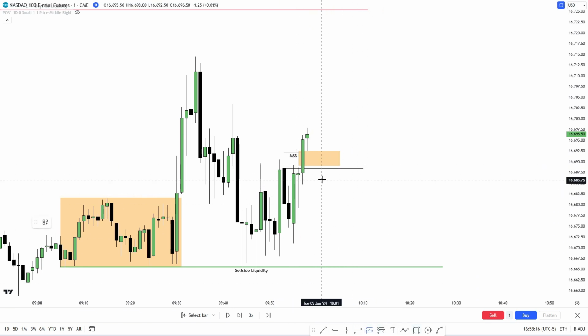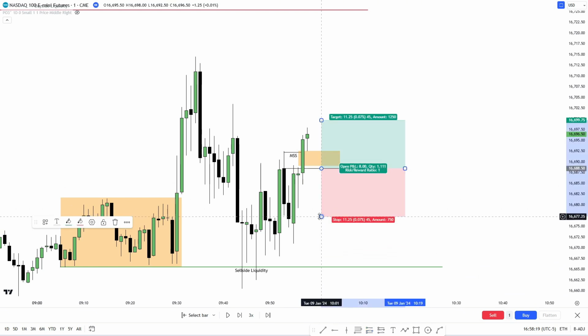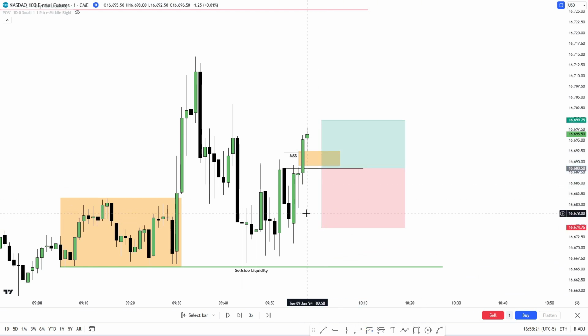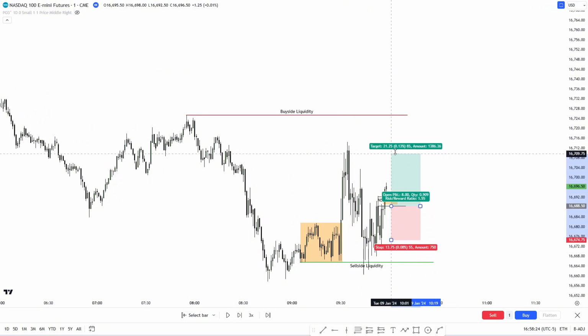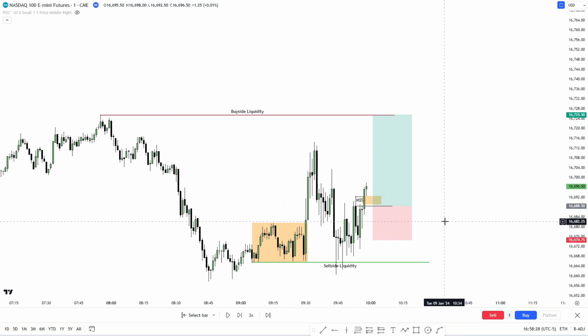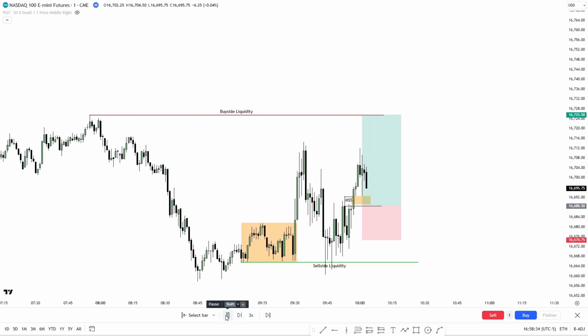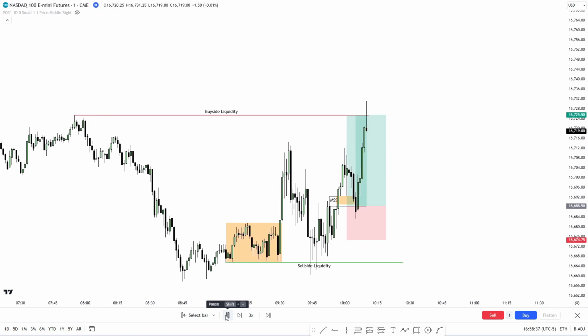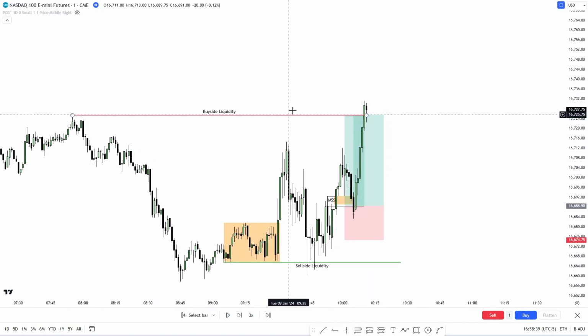So if I enter at the opening price right here, my stop loss would be below the order block low, and I would look to target the pool of buy side right here for a nice 1 to 2.69 risk to reward. So now if we play price out, let's see what happens. Okay, we get tagged right there, and boom, we hit take profit just like that.